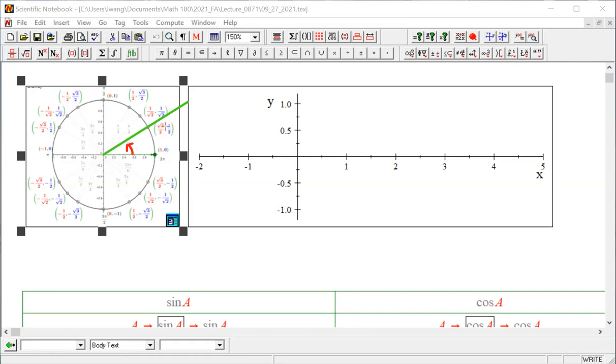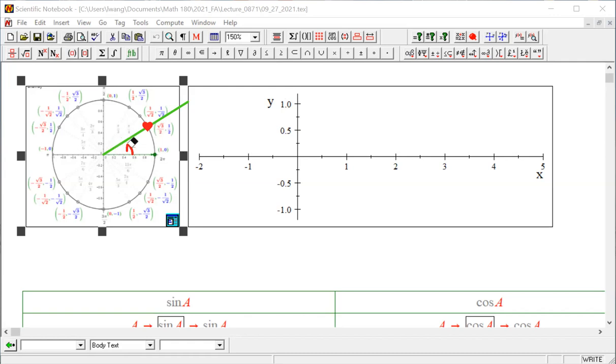So this is pi over 6. And on this terminal side, we chose a point right on the unit circle. Okay, so this angle is pi over 6. Pi over 6 in degrees is 30 degrees. Very good, Elijah. Okay, 30 degrees.